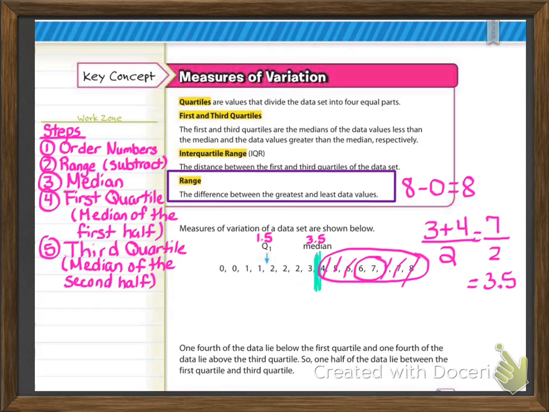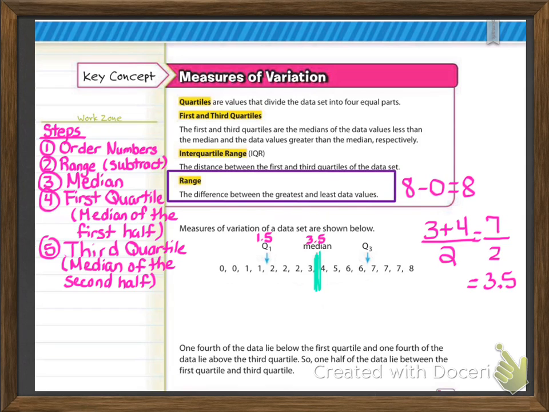I think you've picked up on the pattern that what we need is the number that's smack dab in the middle between 6 and 7. Hopefully at this point you can realize that number is going to be 6.5. So you can see that I went ahead and cleared off my screen a little bit to make it neater looking. And we indicate where the third quartile is with a Q and then the number 3.